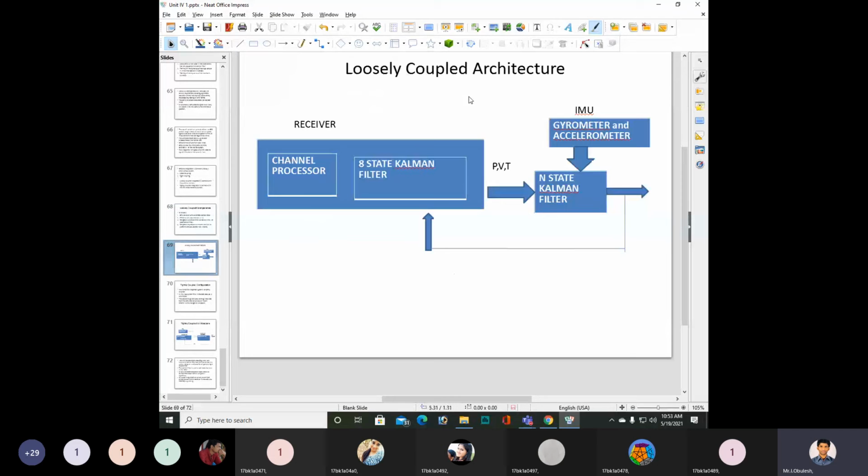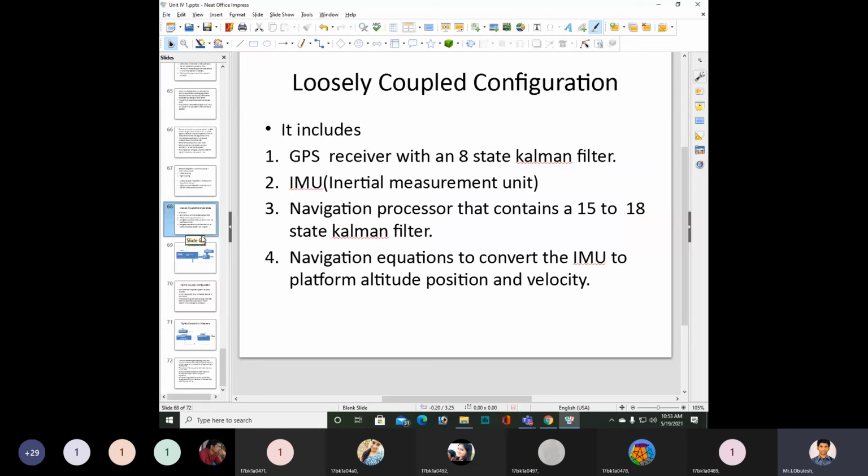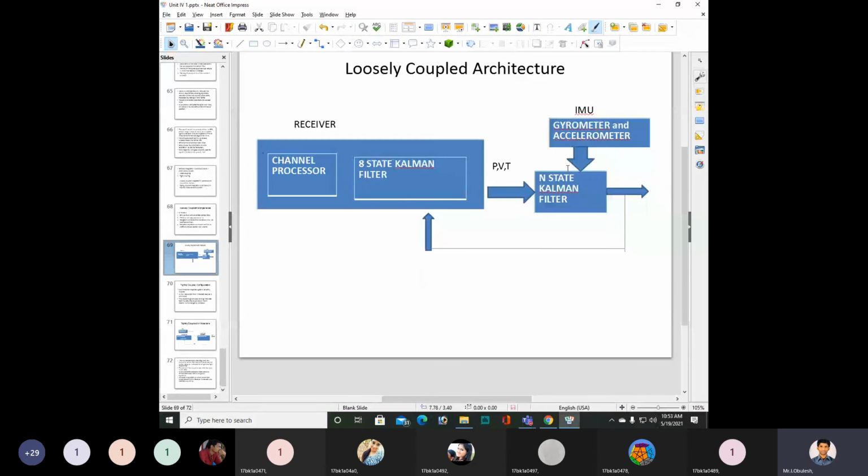Then you need to see the loosely coupled architecture. So this is the receiver, and from the receiver we send the position, velocity and time. This is the IMU, inertial measurement unit. Here, in the receiver, we have a channel processor and an 8-state Kalman filter, then the gyrometer and accelerometer, and here the N-state Kalman filter.